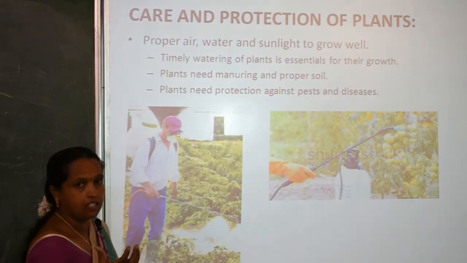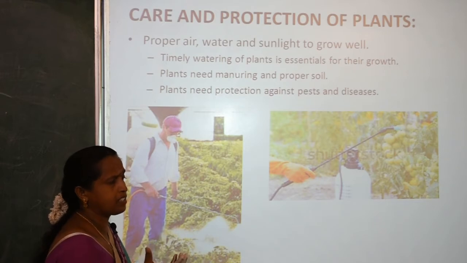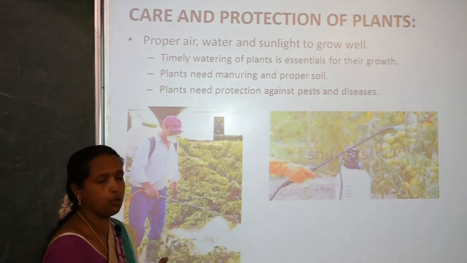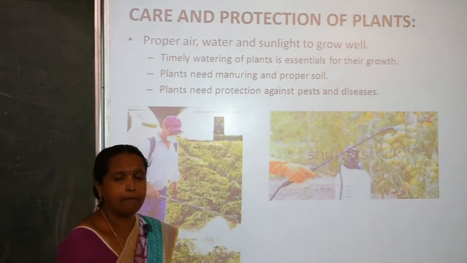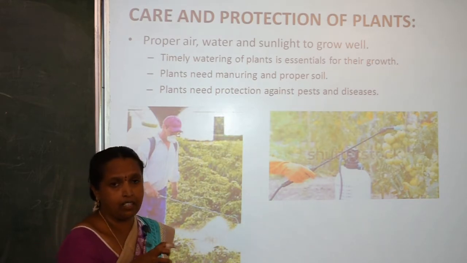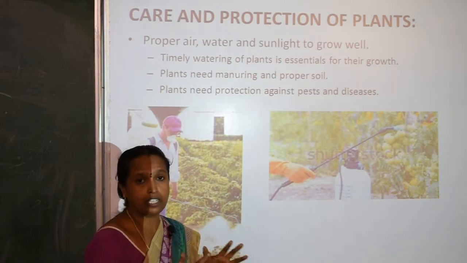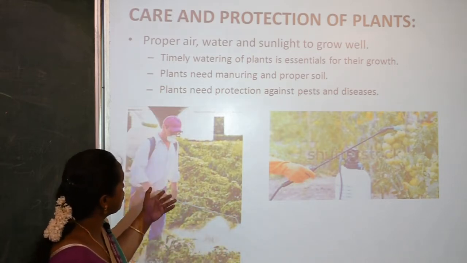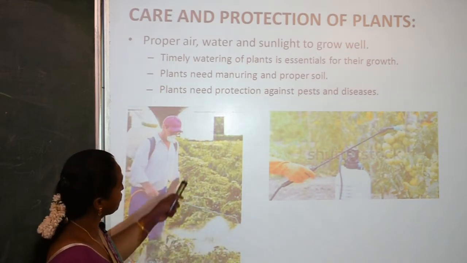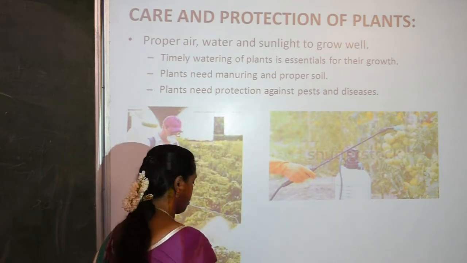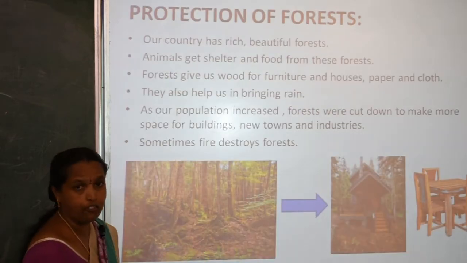The plants and fruits and vegetables, if we grow them in the fields, some insects will come and bite everything. So we should apply some pesticides so that they do not catch any diseases. We should protect them from pests and diseases also. Next one, protection of forest.